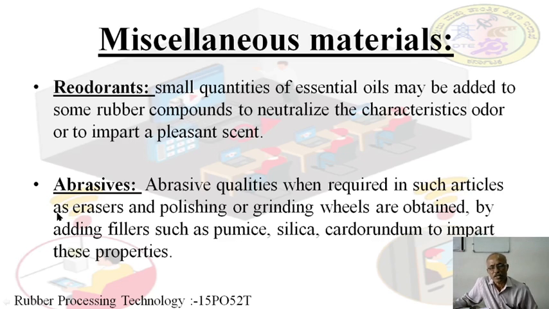Next comes abrasives. Abrasive qualities are required in articles such as erasers. Here, two types of erasers are pencil erasers and pen erasers. Erasers and polishing or grinding wheels are obtained by adding fillers such as pumice, silica, and carborundum, which impart these properties.